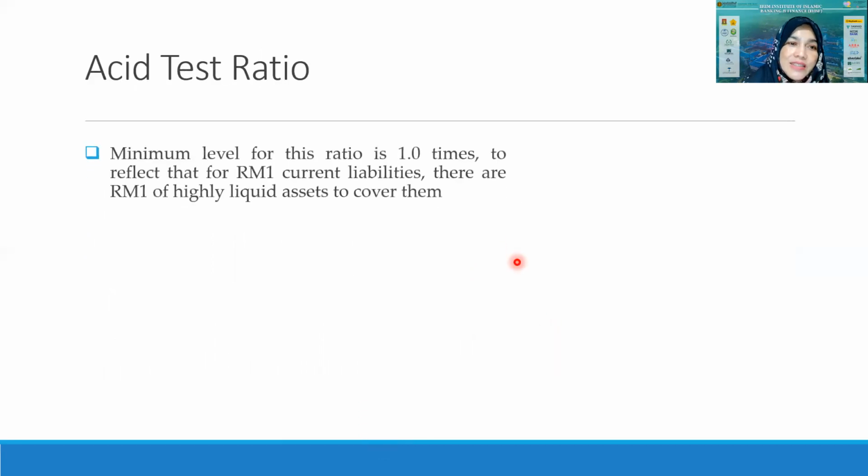Okay, this is about the acid test ratio. The acid test ratio is actually a more stringent ratio. It is looking at the minimum level of liquidity again, but it is a more rigid liquidity. The minimum level for this ratio is 1, to reflect that for RM1 of current liability, there is RM1 of highly liquid asset to cover it. So the company has to have at least a ratio of 1 time, which shows that for every RM1 of liability the company has, it also has RM1 of liquid asset to pay. So they don't have to worry because they are able to pay. However, one time is just enough.